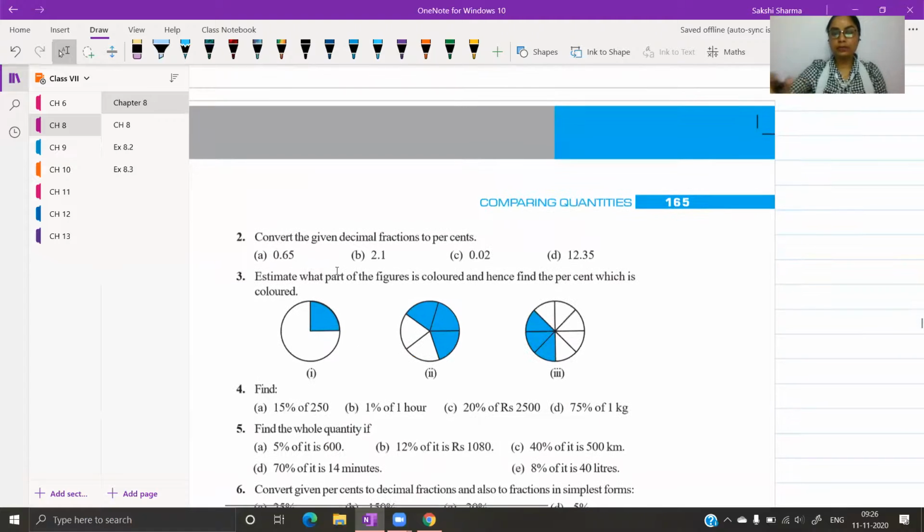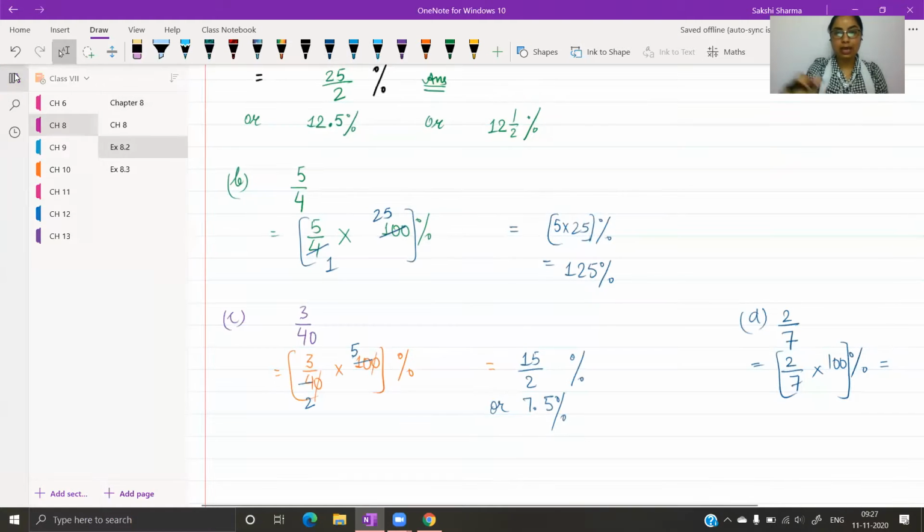Question number 2, convert the given decimals to percent. We will be following the same method we followed in the first question. In the first question, we had fractions, fractional numbers. Right now we have decimal fractions. So the numbers that you can see here are in decimal form. And the rule is the same. In some of these cases, you can either follow a shortcut, whereas in some you would require some calculation.